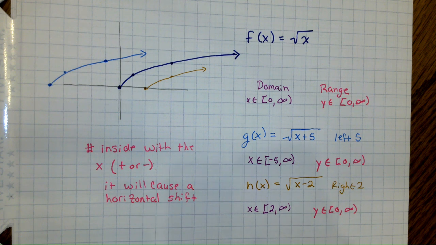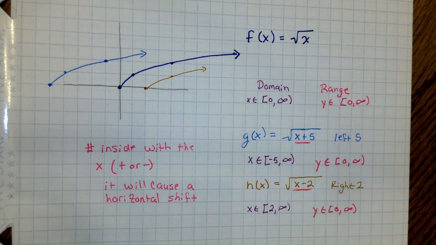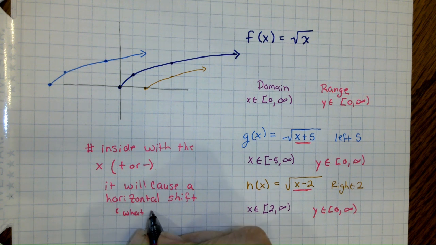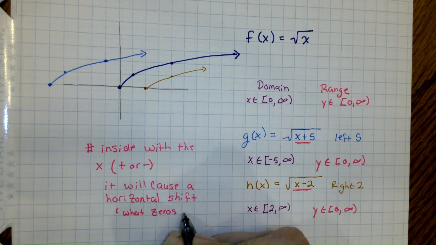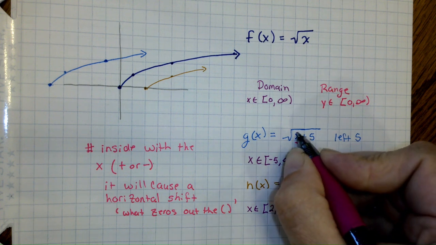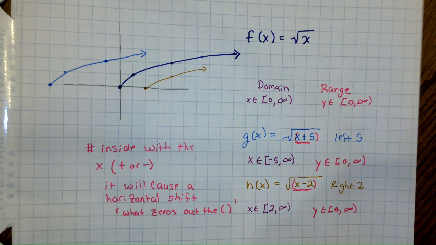Okay, and that shift will be whatever makes that 0. So positive 2 makes that one 0, negative 5 makes that one 0. Okay, so that shift will be what zeroes out the parentheses. There are understood parentheses always under radicals. So keep that in mind. Your shift is going to match whatever zeroes it out, which is kind of like the opposite, right? The opposite of plus 5 is minus 5.